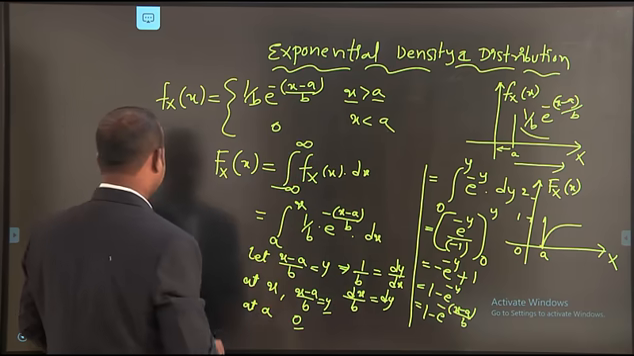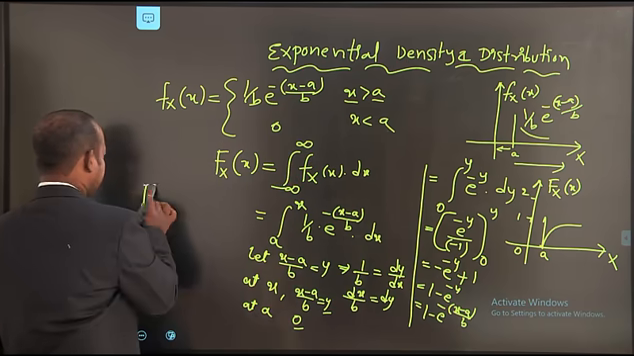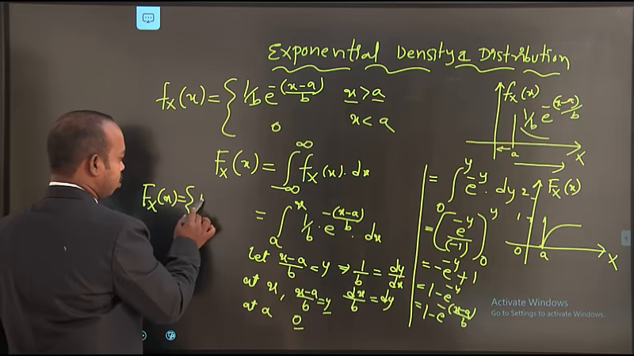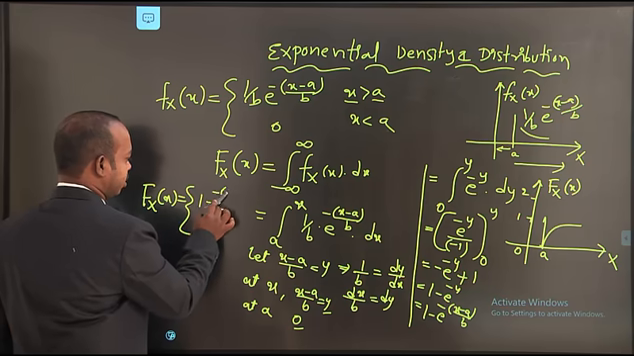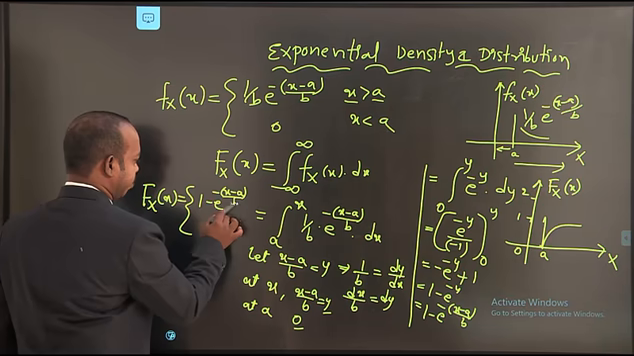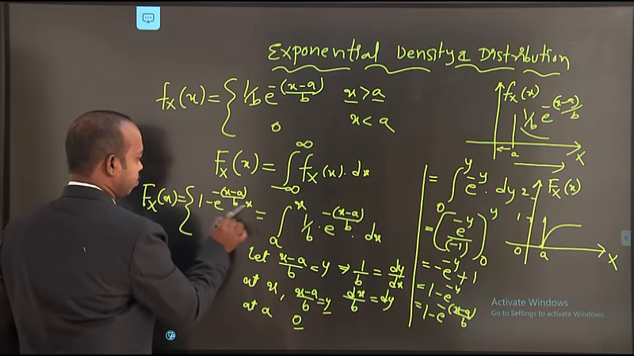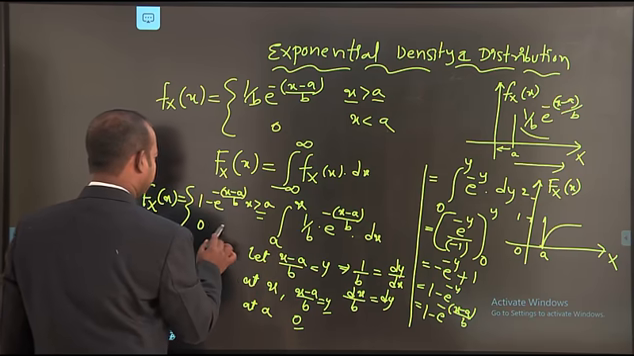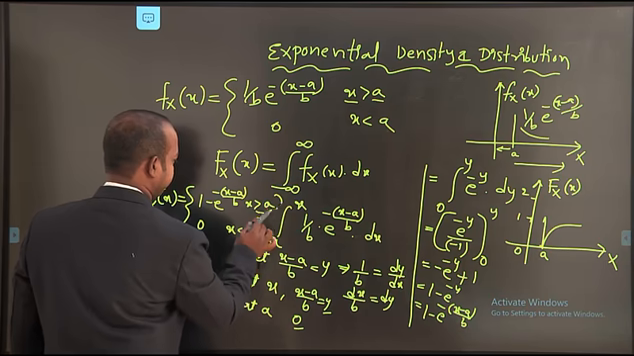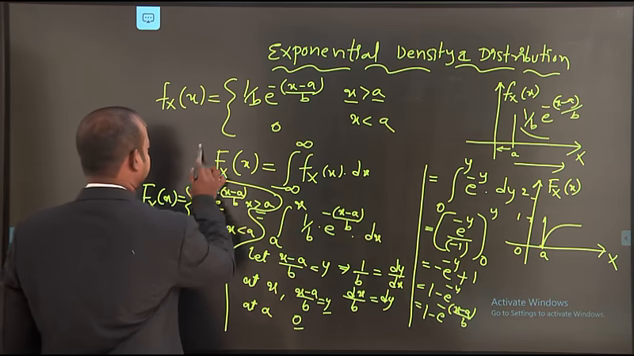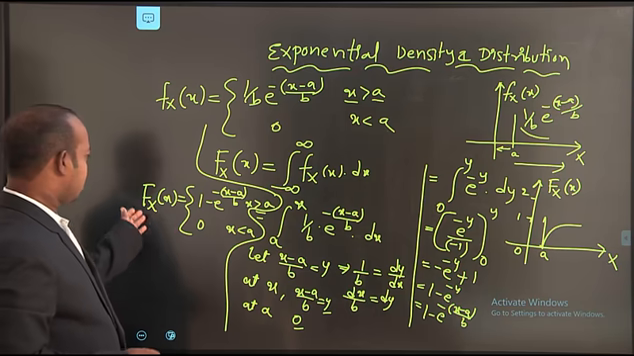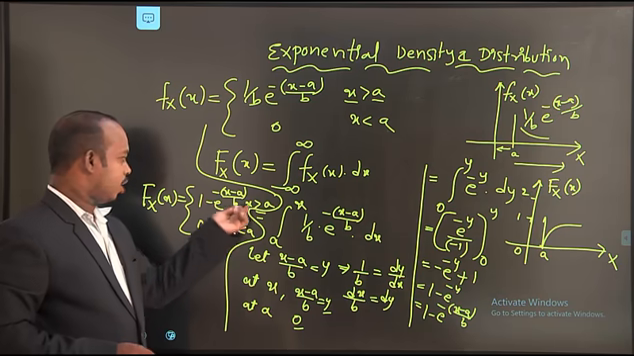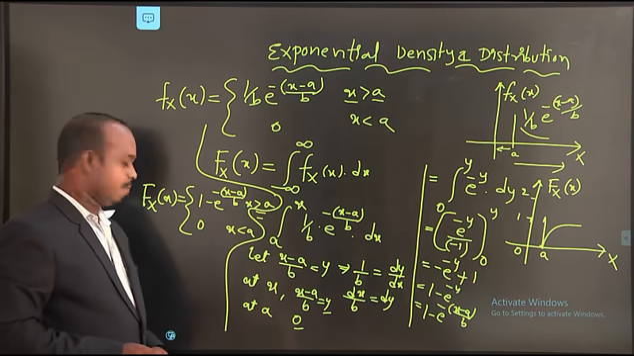Finally, the distribution function is Fx of x equal to 1 minus e power minus (x minus a) divided by b, where x is greater than a, and 0 for x less than a. Fx of x is equal to 1 minus e power minus (x minus a) by b, where x is greater than a and 0 for x less than a.